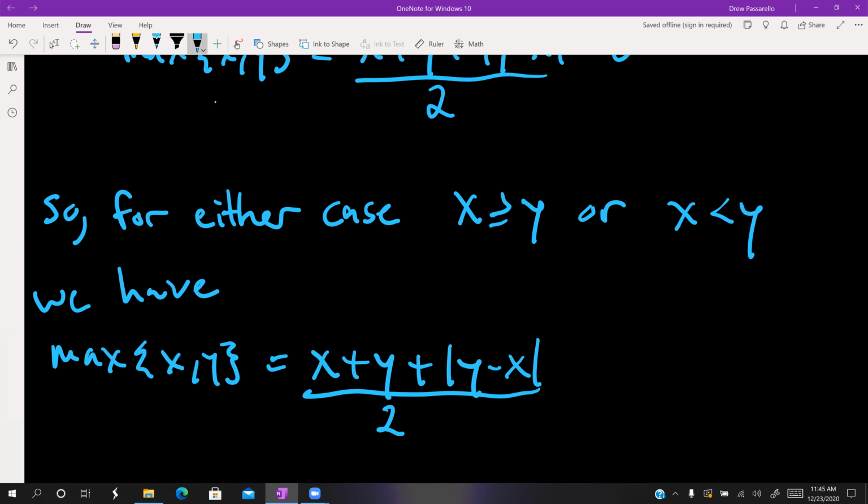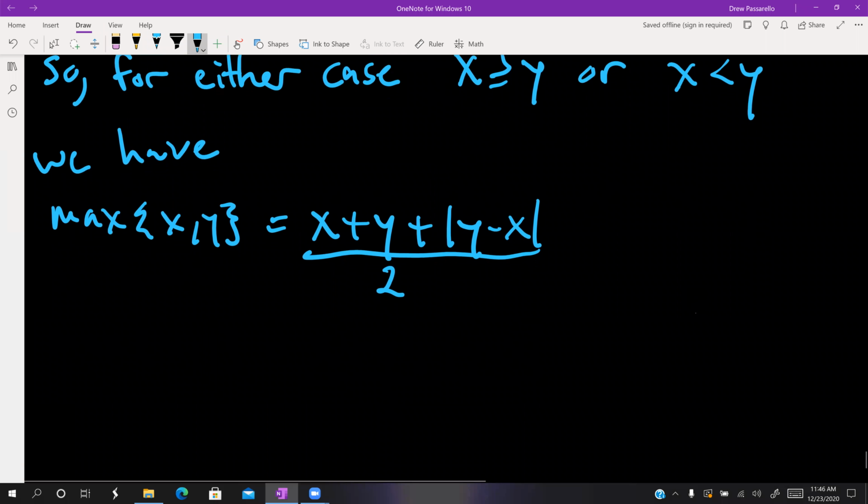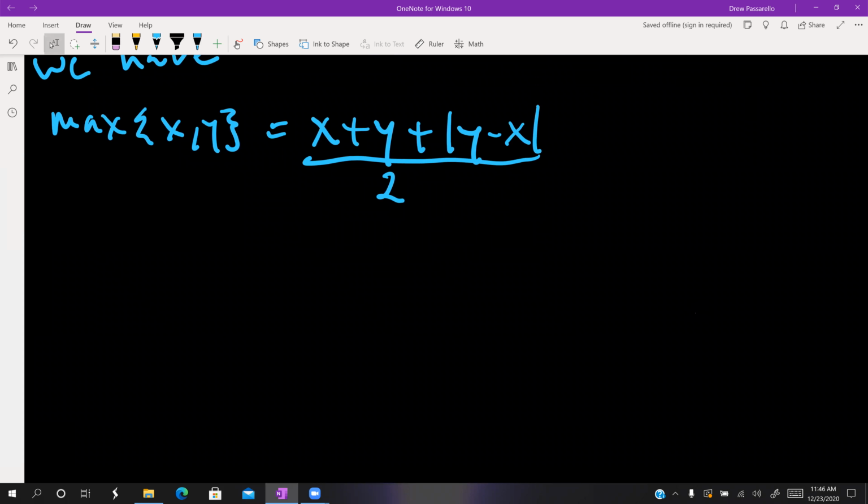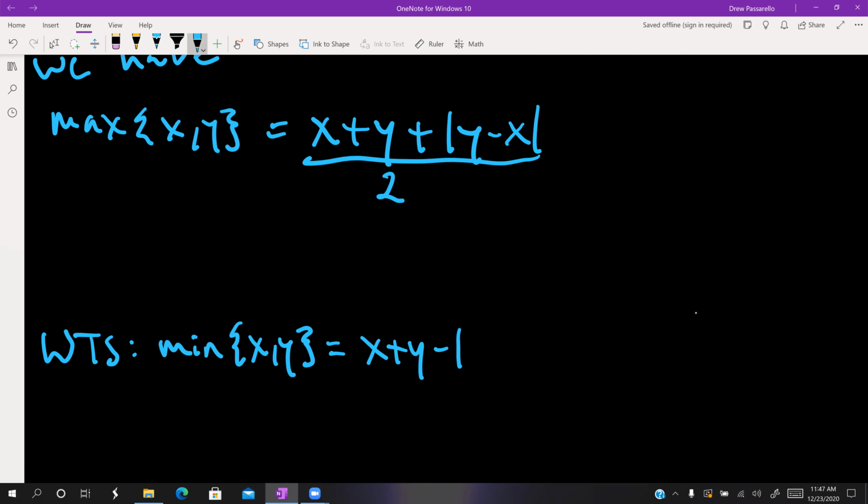The minimum is done pretty similar, so I'll go ahead and do that. So for the minimum, it's pretty much the same thing. Instead of plus the absolute value of y minus x, we want to do minus. So we want to show the min of x and y is equal to x plus y minus the absolute value of y minus x, divided by 2.